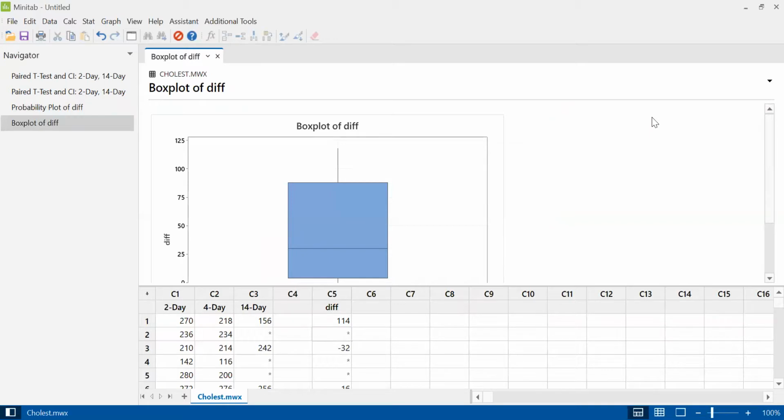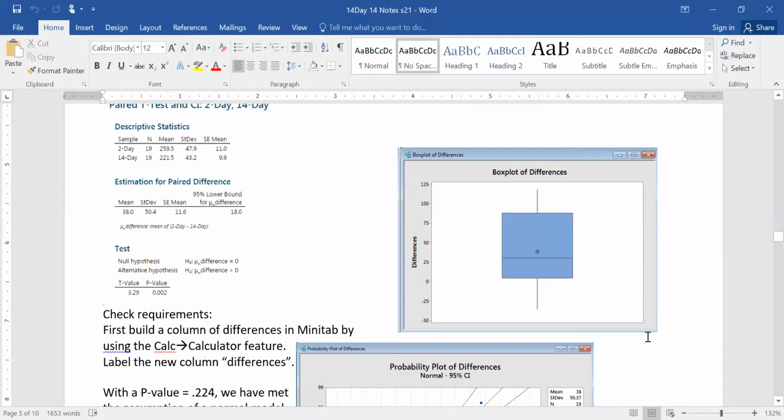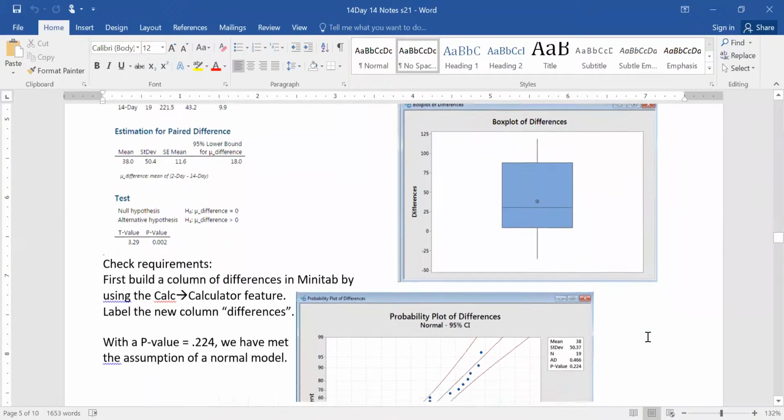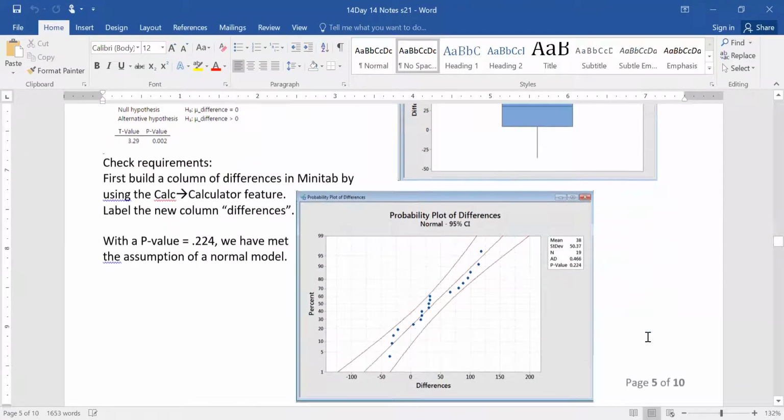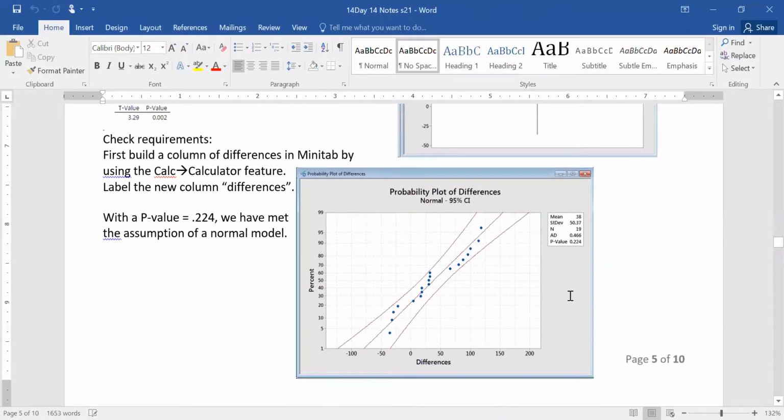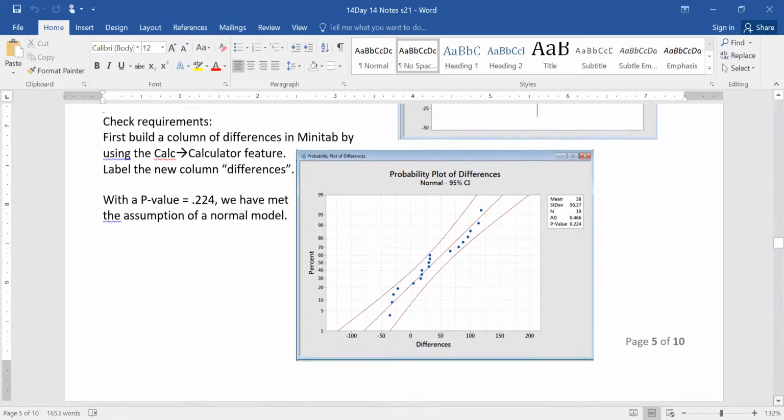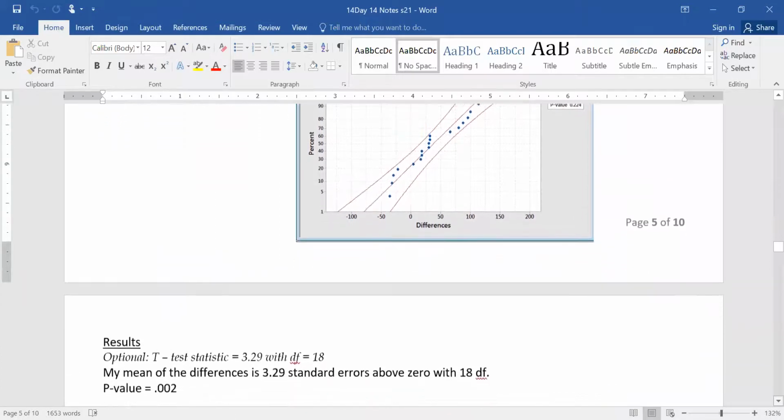I'm going to go back over to my write-up and copy everything in so you can see everything's here, right? And I just do a little write-up about my NPP right here with a p-value of 0.224. We have met the assumption of normality. I really should mention, because my null is that I have met normality and my HA is that I have not. And we don't have any outliers.